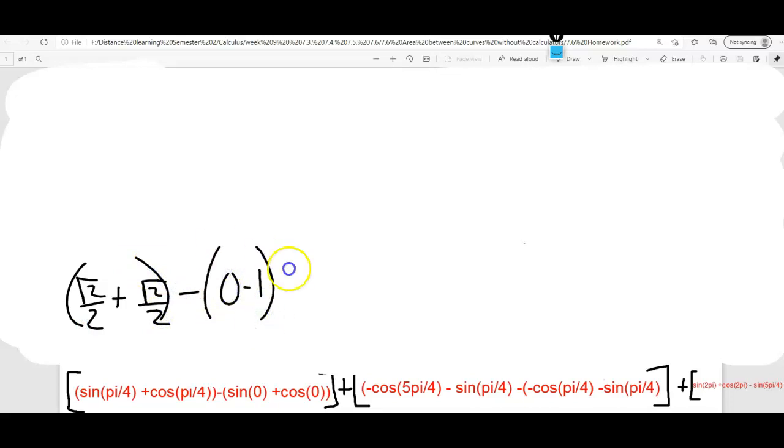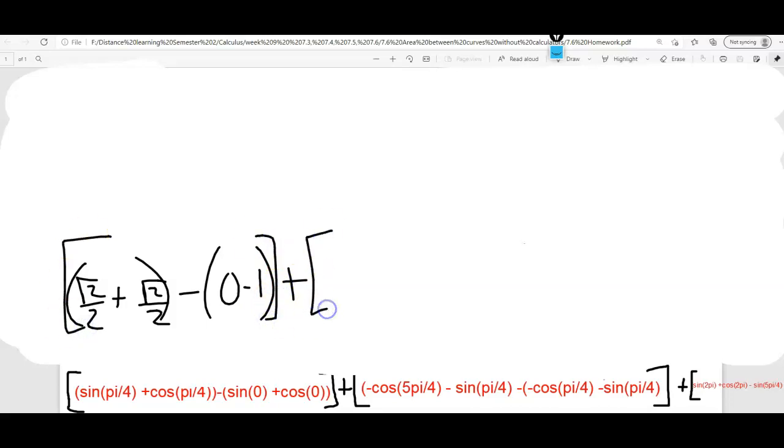But sine of pi over 4 is radical 2 over 2, and so is cosine of pi over 4. Sine of 0 is 0, and cosine of 0 is 1. So there's our first one.